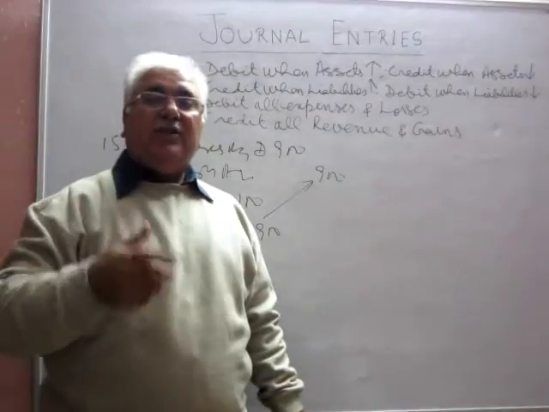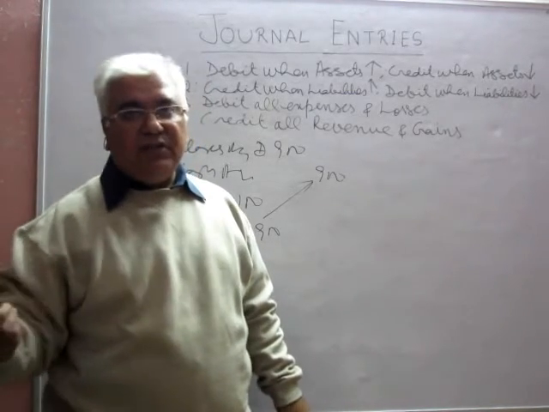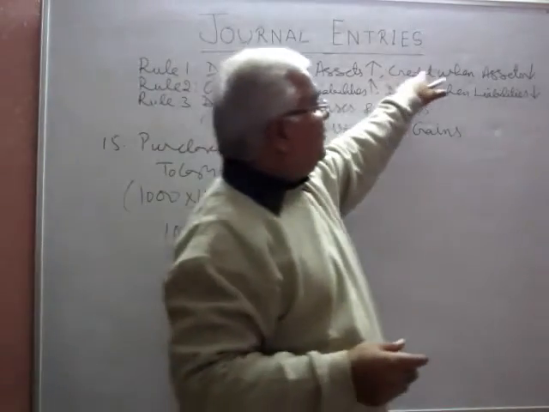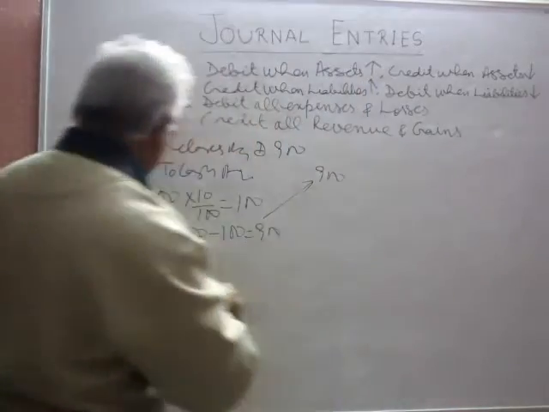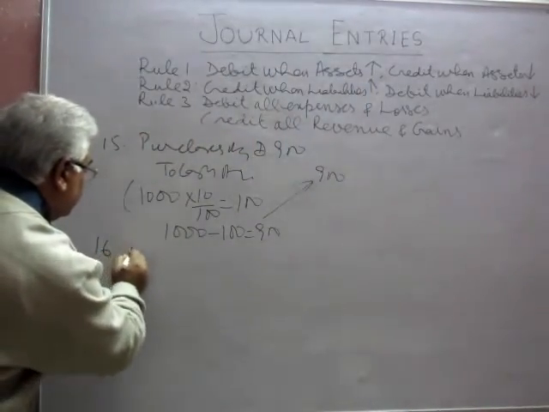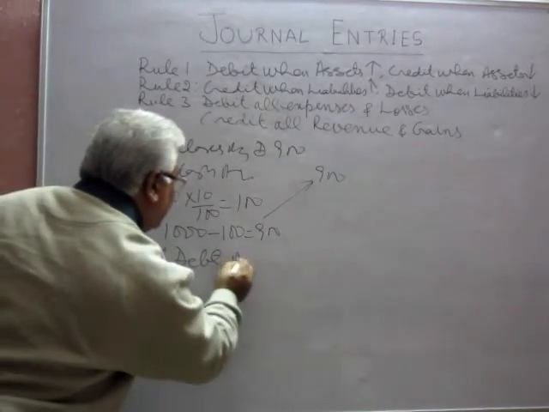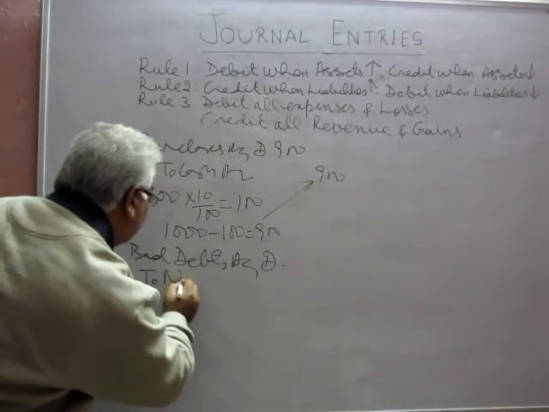Since Naresh, who was our debtor, was an asset account, and that is now reducing, the rule for that will be credit when assets decrease. So our entry will be bad debts account debited to Naresh account.